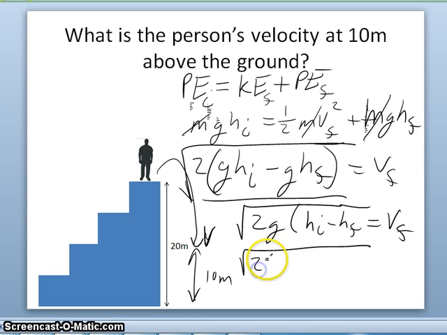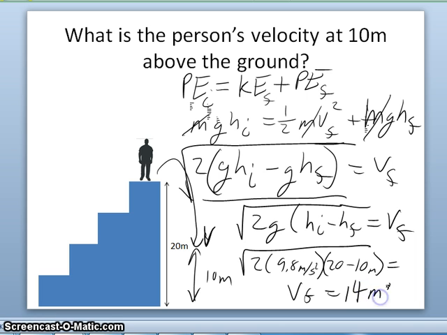So 2 times 9.8 meters per second squared times our height initial, which was 20, minus our height final, which was 10. That'll be in meters. I solve for our final velocity: 2 times 9.8 times 20 minus 10, square root, and I get a velocity final when he's at 10 meters of 14 meters per second.